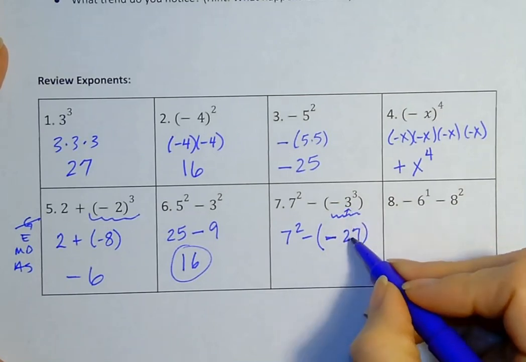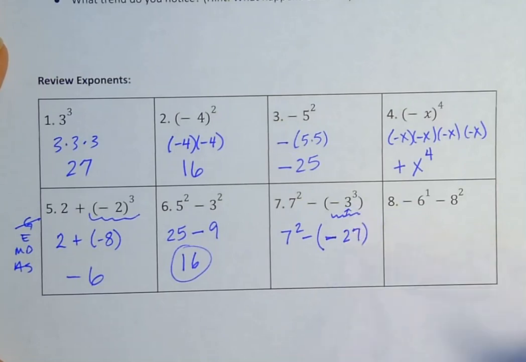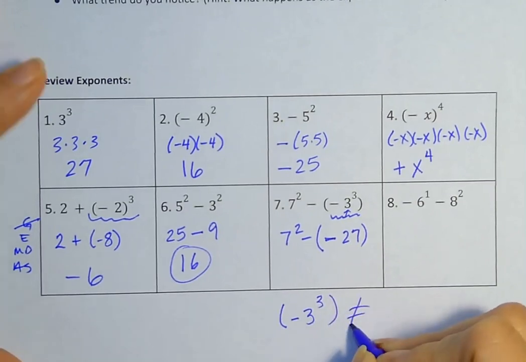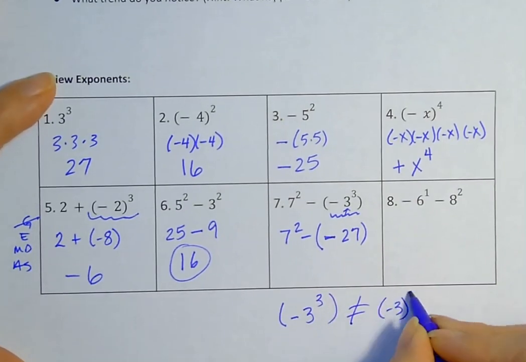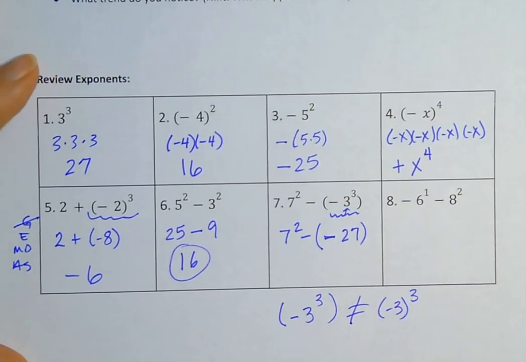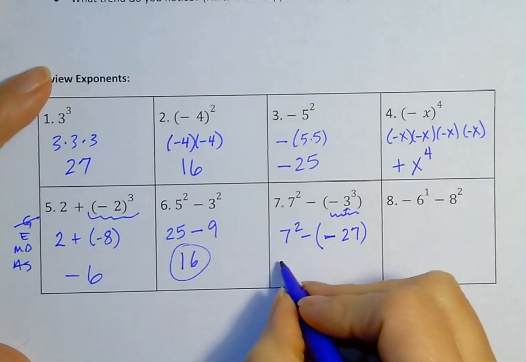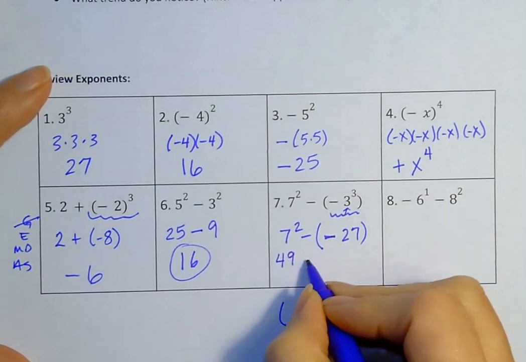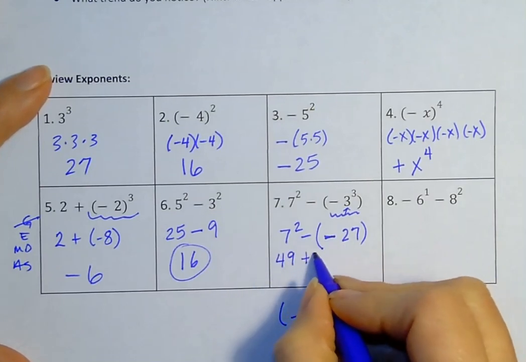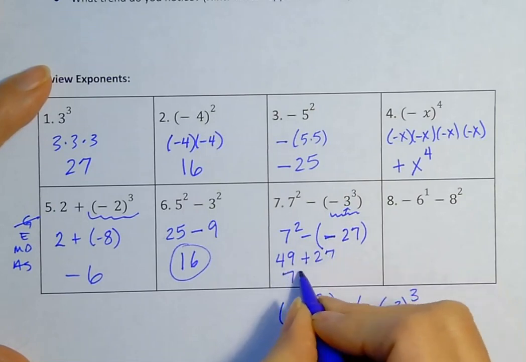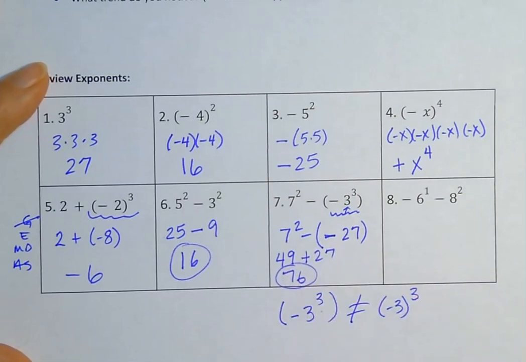Okay, make sure you understand why, when I bring that down, it's negative 27. It's negative 3 cubed. It is not the same as negative 3, cubed. It actually ends up being the same because those are odd exponents, but if they were even exponents, it would be a different answer. So just be careful there. Okay, 7 squared we can do now. We know that that's 49. Minus a negative is really plus. And so we get 76, I hope, as the answer.